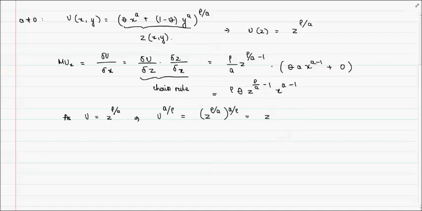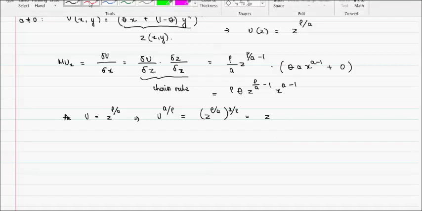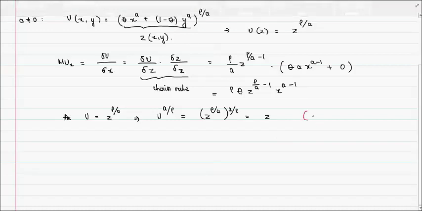Okay, so the rule over here, if anyone is not familiar with the power, is x to the power a, everything to the power b is equal to x to the power a times b. So that's the rule. So therefore, z to the power rho on a, everything to the power a on rho, is just going to be equal to z to the power rho on a times a on rho, and that will just give you 1.